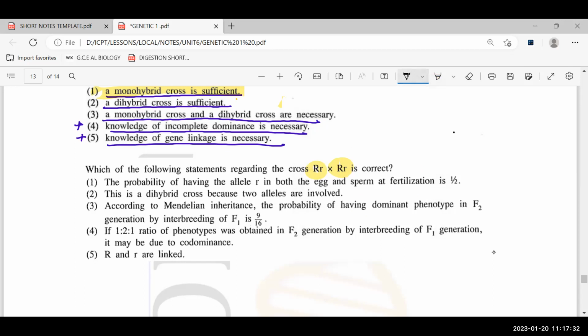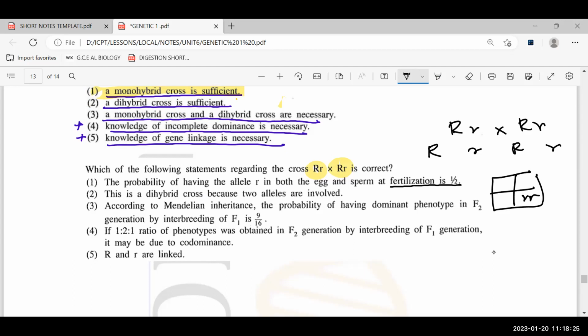The probability of having the allele small r in both the egg and sperm at fertilization is half. Fertilization is the formation of the zygote. That means if it is capital R small r and capital R small r, they form the gametes, and the gametes are capital R, small r, capital R, small r. And these gametes can fuse to make the zygote. So the probability is, I think we have learned many times, small r is coming only one time, so 1/4, right?